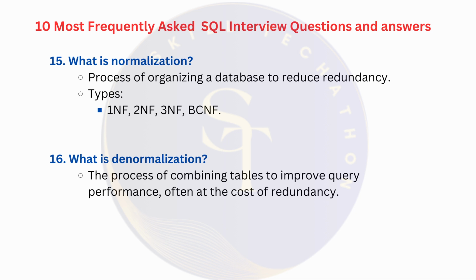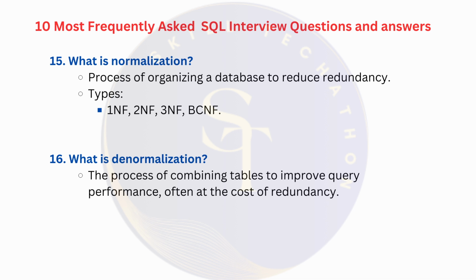Question number 15. What is normalization? Normalization is the process of organizing a database to reduce redundancy and improve data integrity. There are various types like 1NF. 1NF stands for first normal form, which eliminates duplicate columns and ensures atomic values.